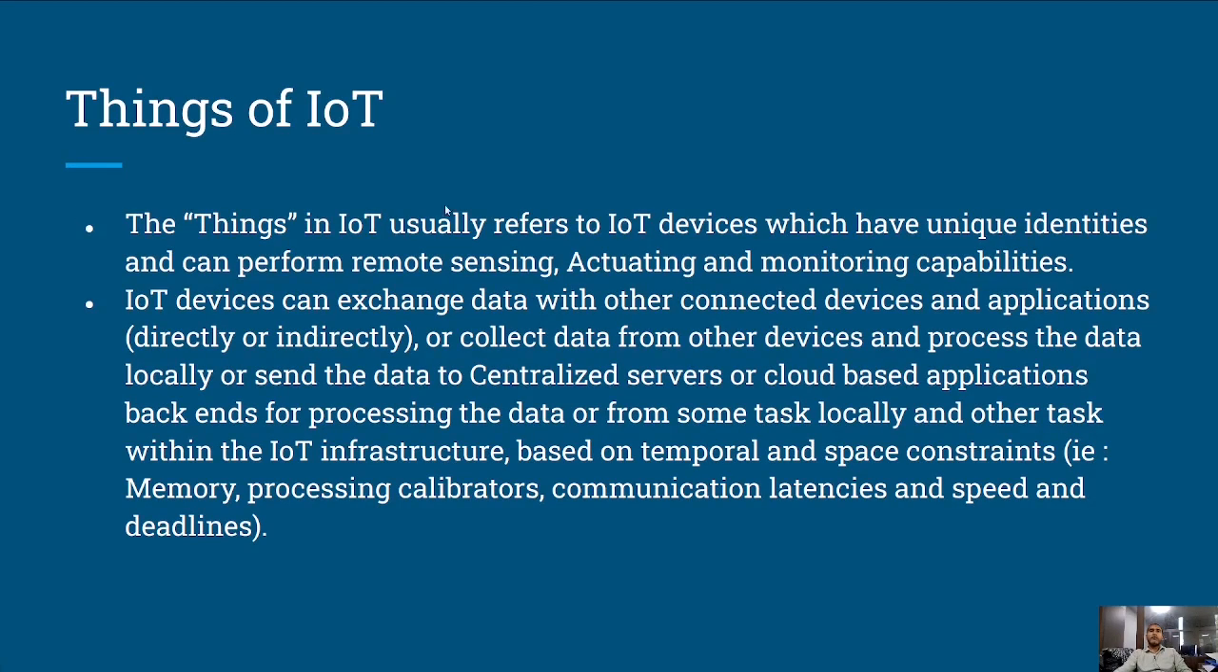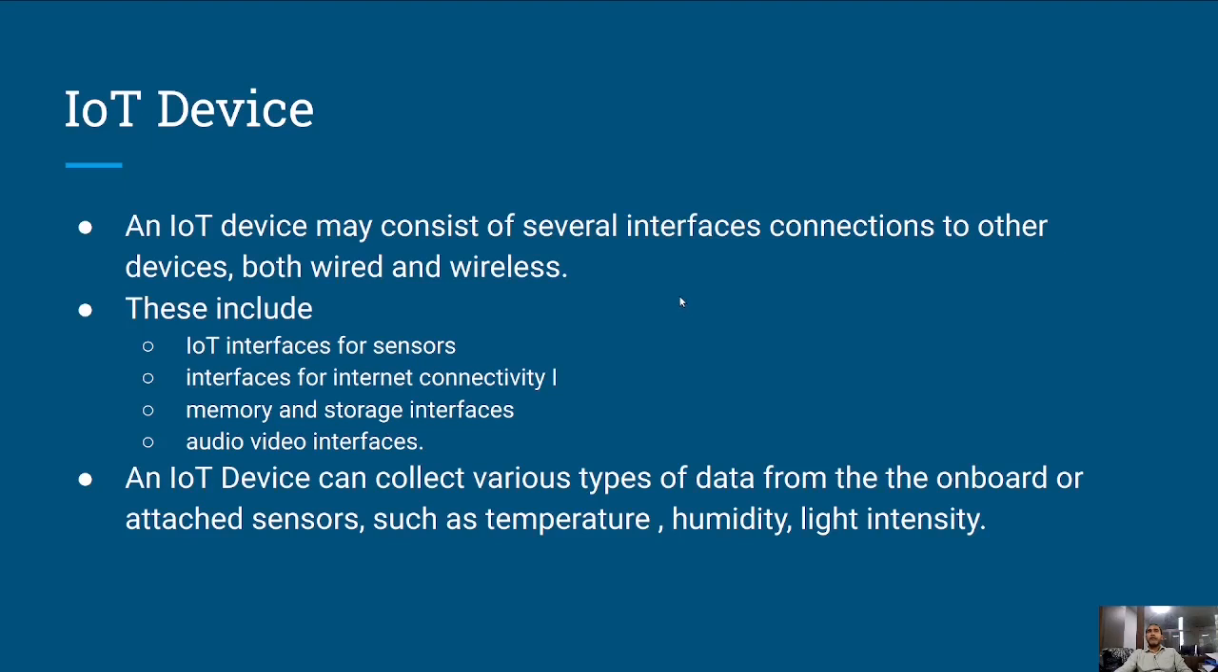So when we talk about an IoT device, it may consist of several interfaces and connections to other devices. It can be wired interface or it can be wireless. But as I told, the aims remain the same. It has to capture some data using the sensors, then it has to process some data. It can be either locally or on the cloud.